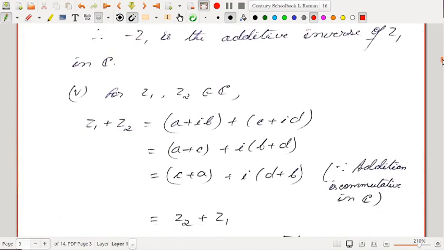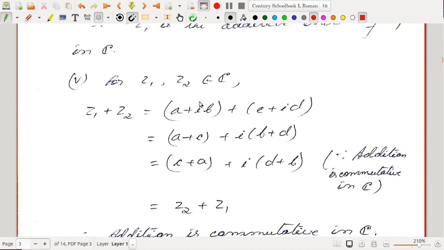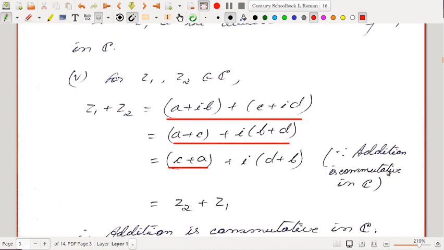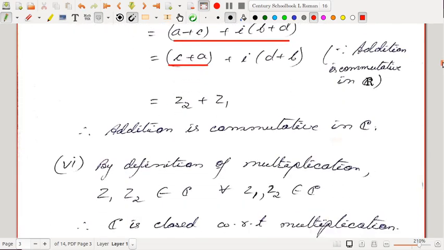And the fifth one, we have the commutativity of addition. This also you can just demonstrate. (a plus ib) plus (c plus id) is (a plus c) plus i into (b plus d). a plus c can be written as c plus a because addition is commutative in R. Here it will be R. Addition is commutative in R, so please note it down. So z1 plus z2 equals z2 plus z1. So addition is commutative in C as well.